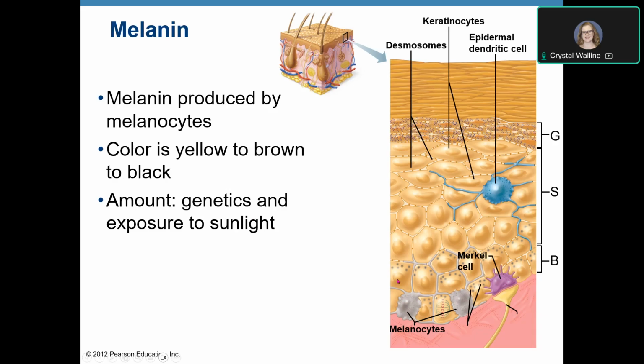Melanocytes become activated when UV light interacts with them, and the UV light is a trigger for them to start producing melanin because the melanin acts as a pigment that can protect the skin from UV damage. So the more you're out in the sun, the more melanin your melanocytes are producing, and the darker your tan will get.